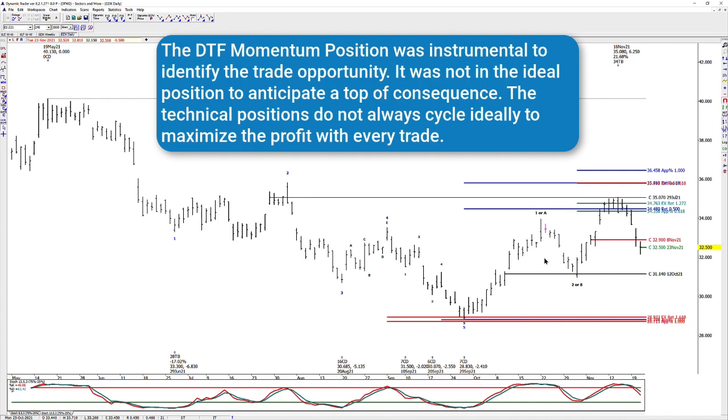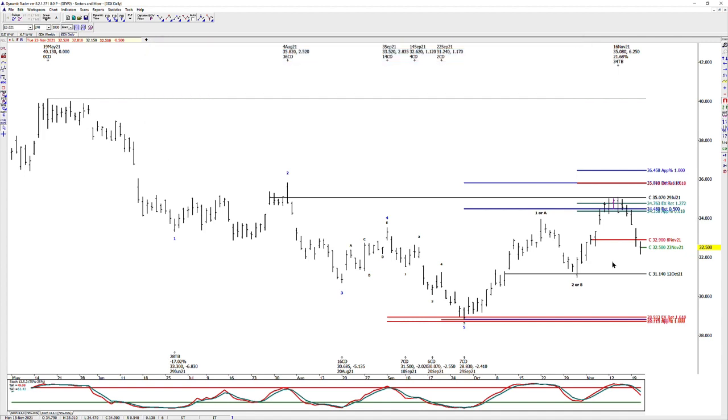So this is another example, and I like to use examples in the course that aren't the perfect examples, where we don't always buy right off of the low and sell within ticks of the high. As we manage a trade, we manage that trade with 2 units, multiple units.